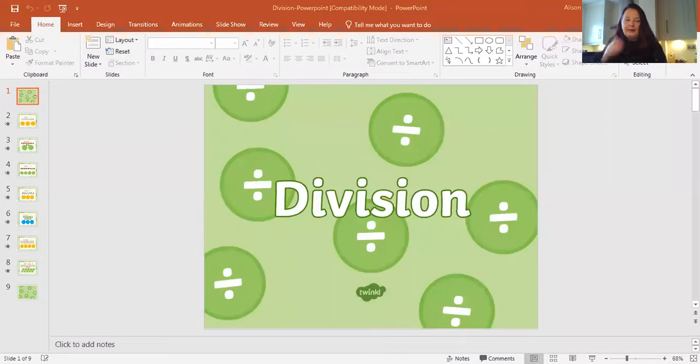Okay, I'll just share my screen with you. Here we go. So today we're looking at division, and on the screen you can see that this is the sign for division. It means sharing, so sharing things out.